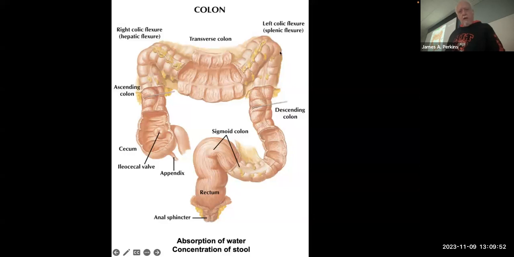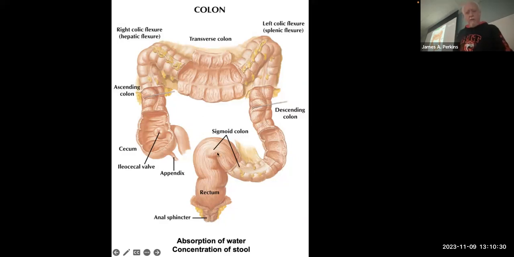Over on the left side of the body, the transverse colon then makes a sharp turn, known as the left colic flexure, also referred to as the splenic flexure, because this is in contact with the spleen. So at that left colic flexure, the colon then turns inferiorly. The food is now flowing inferiorly down through the descending colon. Descending colon is another one of these secondary retroperitoneal structures. It's fused to the inside of the peritoneal cavity on the left side of the body.